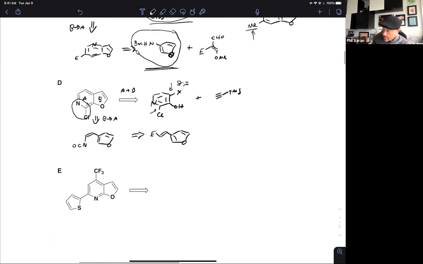So great, thanks, Ellie. How about this next one, which is missing an ester group here? Sorry about that. And so this next one, hopefully Alex can help us out with. Would you do A to B or B to A? And what would that look like?